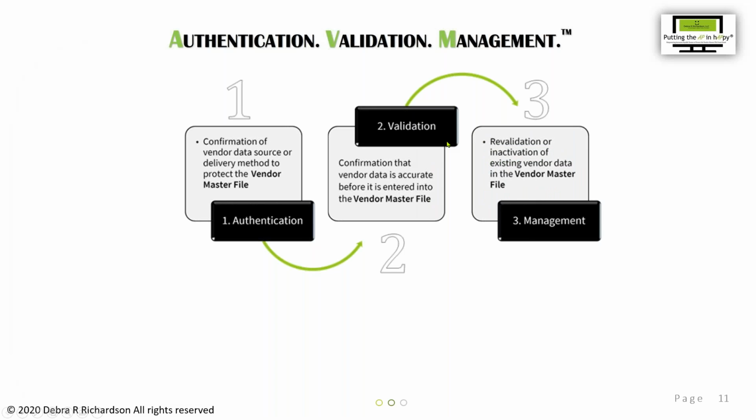But first, this summary. The first step is authentication, and we're going to talk a lot about that today, which is the confirmation of the vendor data source or delivery method of the vendor documentation. The data source can be who is sending. The delivery method can be email or vendor portal or fax or even hard copy. For this section of the webinar, we are focusing on a manual process with the email delivery because it's vendor bank details you receive via email. So we're going to be using authentication using the data source, or who is sending the email.